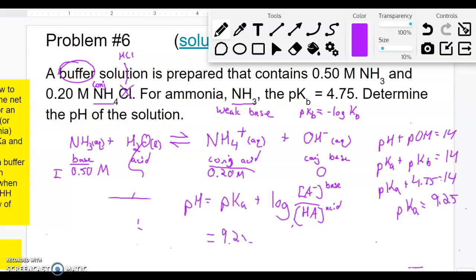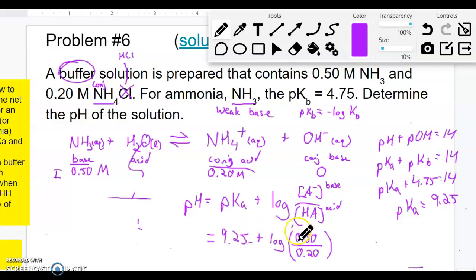I have my 9.25 for my pKa plus the log, and it has to be for the base and its conjugate acid concentrations. So I have concentrations in molar. Awesome. For the base, this is my base, it's the 0.50, divided by the acid. This was my conjugate acid, and it's 0.20. Remember, in Henderson-Hasselbalch, these things are conjugate pairs. So you're not talking about a weak acid with a strong base or anything like that. You're not talking about this and OH. You're not talking about this acid and OH. You're talking about the conjugate pair.